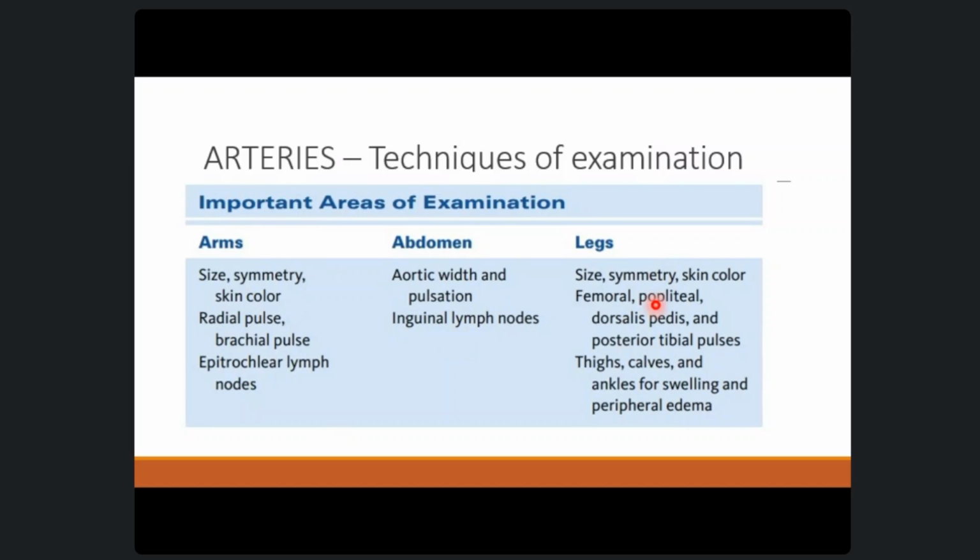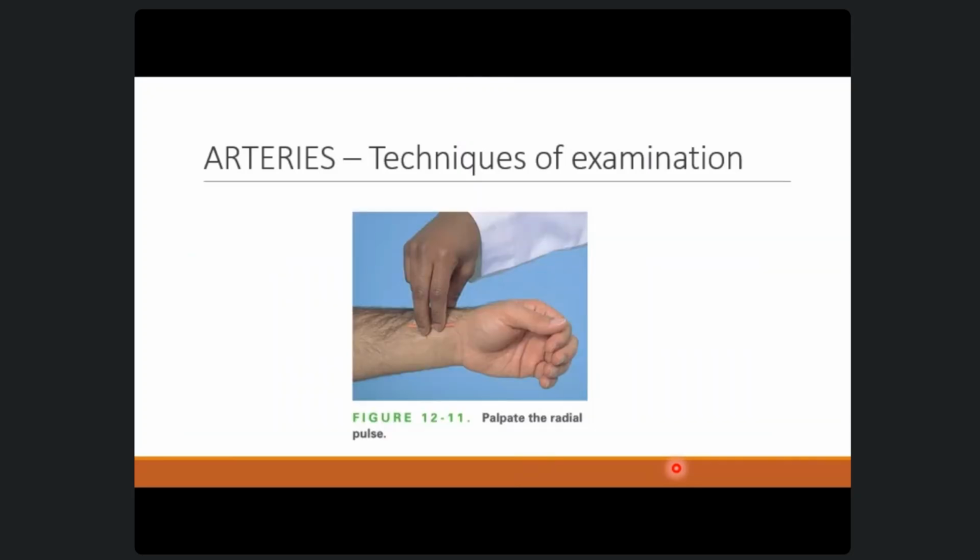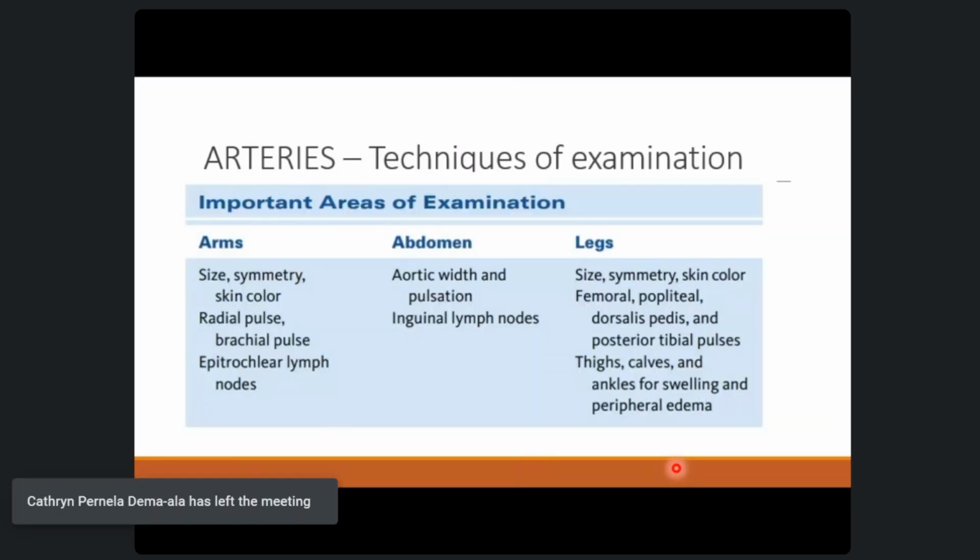For the legs, madami ito. So the size, the symmetry, the color, even the temperature should be included here. The pulses, yung apat: femoral, popliteal, dorsalis pedis, and PT. So the calves also, to check for swelling, ulcerations, and lesions. So let's start off with the upper extremity, or the arms.